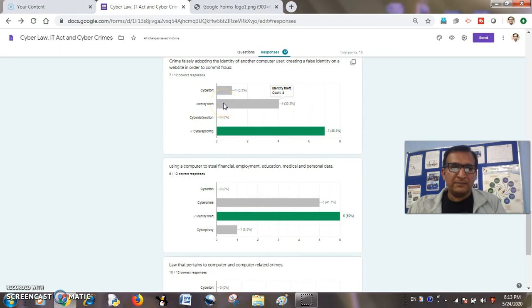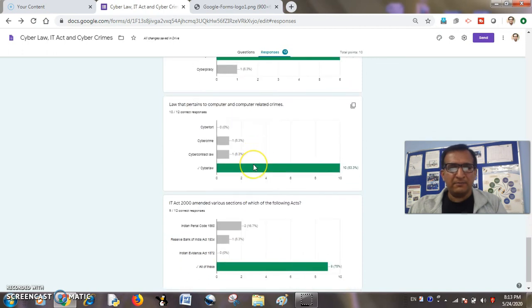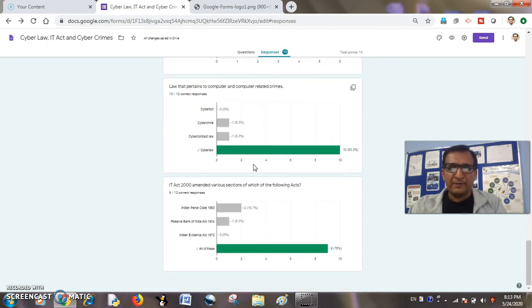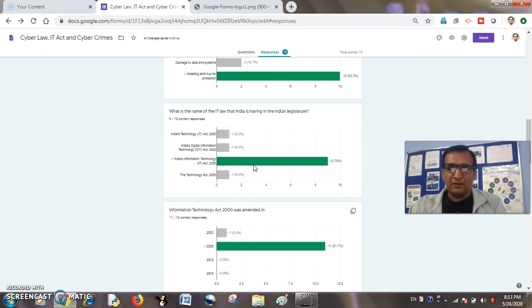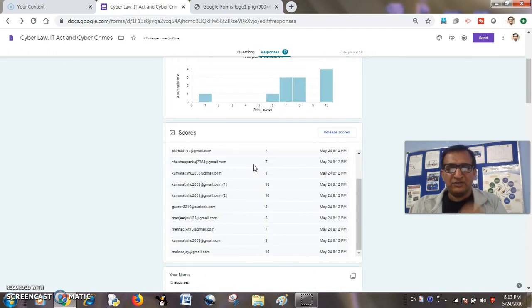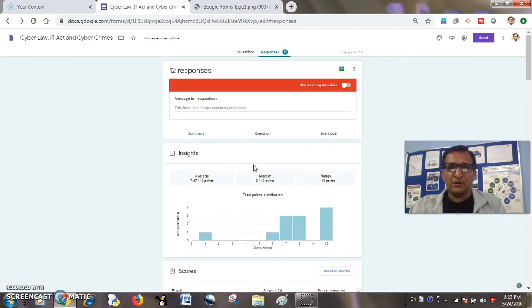And a similar thing is here, where 4 out of 12 students, 25% of students, are thinking it is identity theft instead of cyber spoofing. So there is some problem with the concept. In this way, I can analyze question by question where the problem is with a particular concept, and I can clarify the concept with a revision or query session.